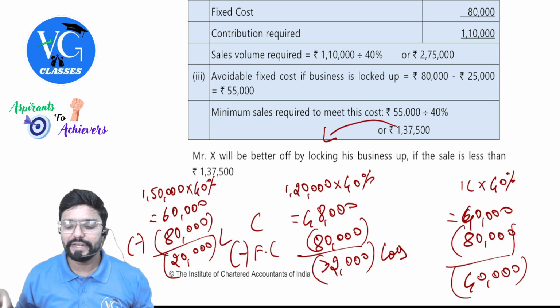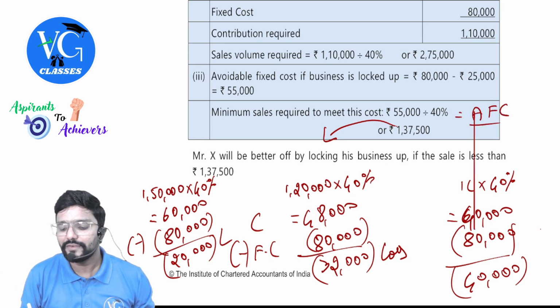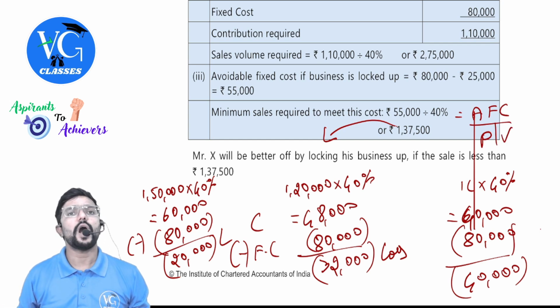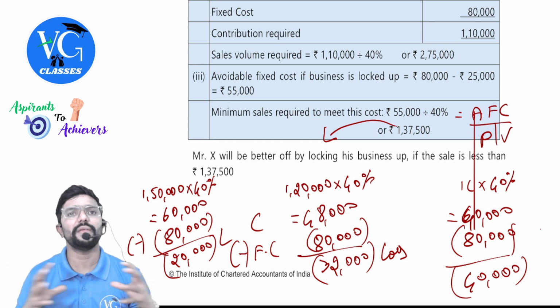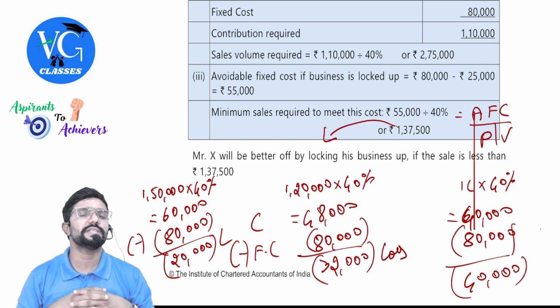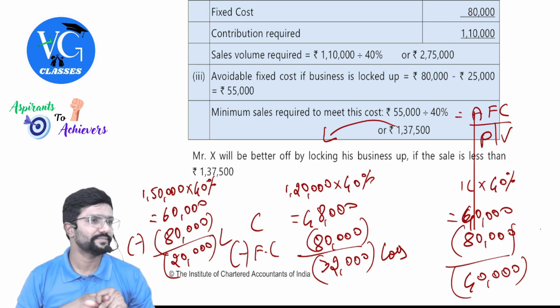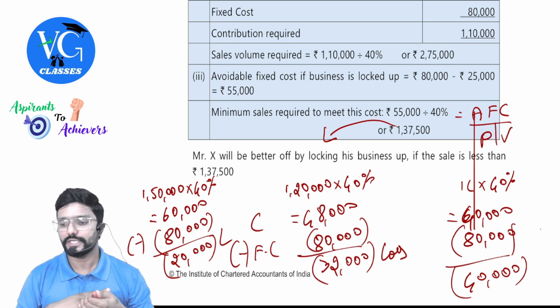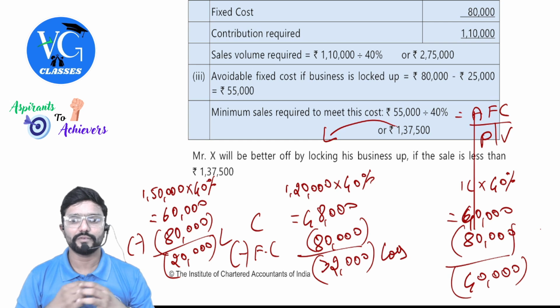Is that clear? Yes, guys. And how did we derive this? Avoidable fixed cost divided by PV ratio. Better take this down in your notebook, guys. I will just dictate. It's good if it is there in your notes. Take down quickly.